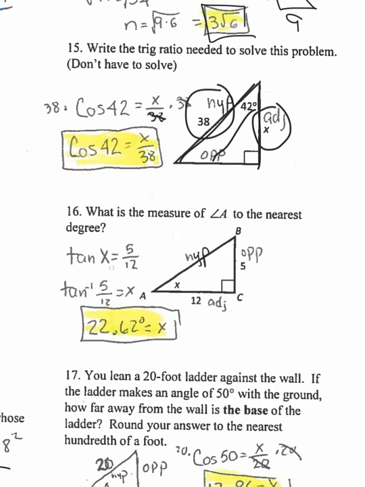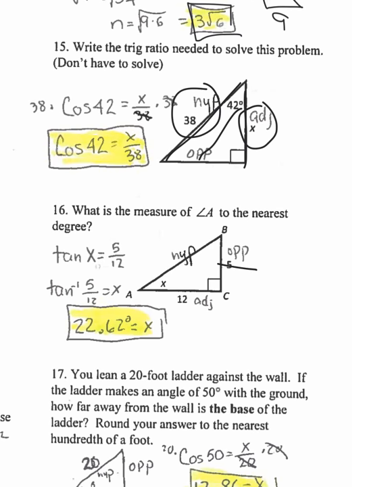$16, what is the measure of angle A to the nearest degree? So inverse trig, but you still set up opposite, across, adjacent, next to, hypotenuse, longest. We have an opposite and adjacent length because we're looking for the angle now. So first you start tangent x equals 5 over 12, opposite over adjacent. To solve for an angle, you have to do the inverse.